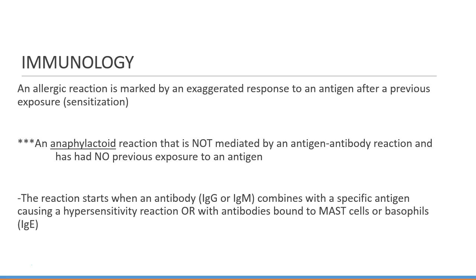Unlike Benadryl, which only blocks H1 receptors, epi reduces the release of those vasoactive amines from mast cells and basophils. The alpha effects cause vasoconstriction, which raises the blood pressure, and the beta effects cause bronchodilation. So the release of those vasoactive amines is decreased, and the effect of those already circulating are reversed. Also administer Benadryl, diphenhydramine, IV or IM.